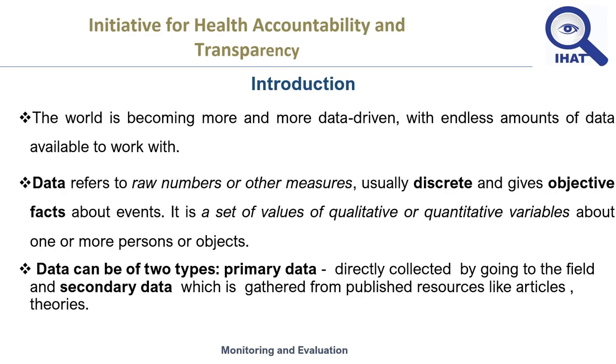The world is becoming more and more data-driven with an endless amount of data available to work with. Data refers to raw numbers or other measures which are usually discrete and give objective facts about events. It is a set of values of qualitative and quantitative variables about one or more persons or objects or even events. Data can be of 2 types. We have primary data, which is directly collected by going to the field, and secondary data, which is generated from published resources like articles and theories.